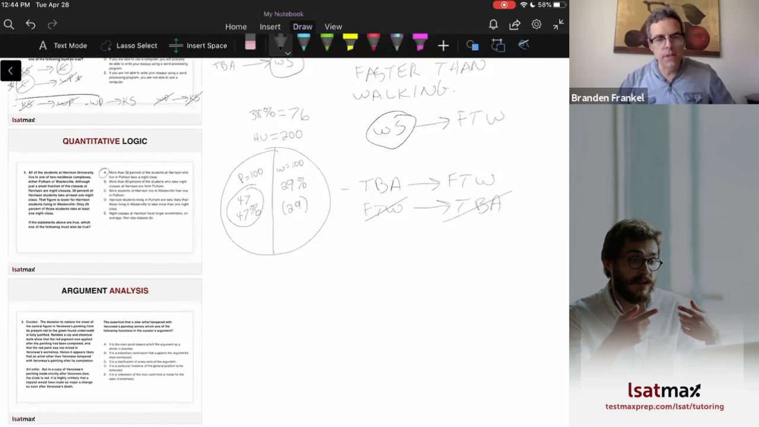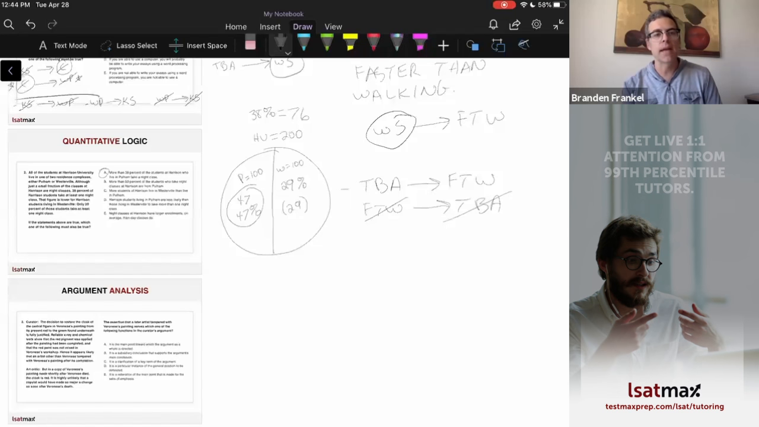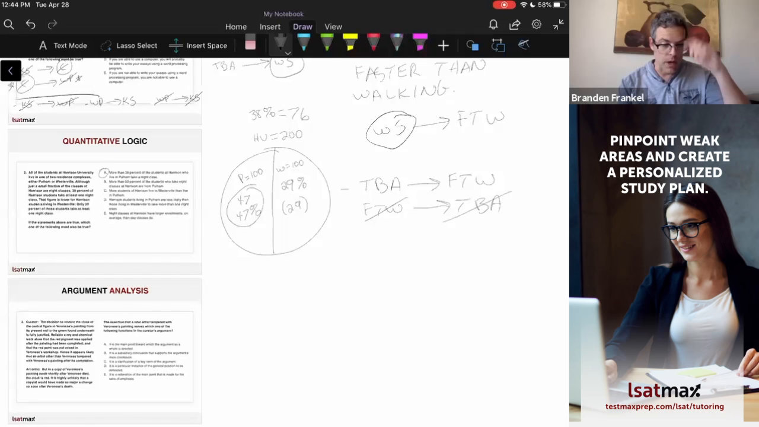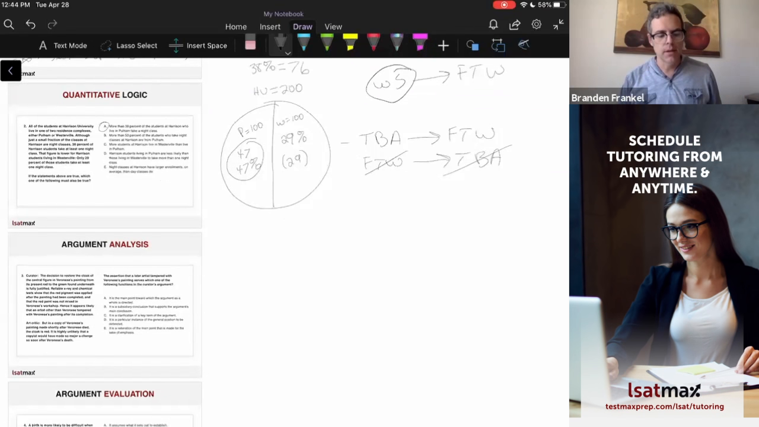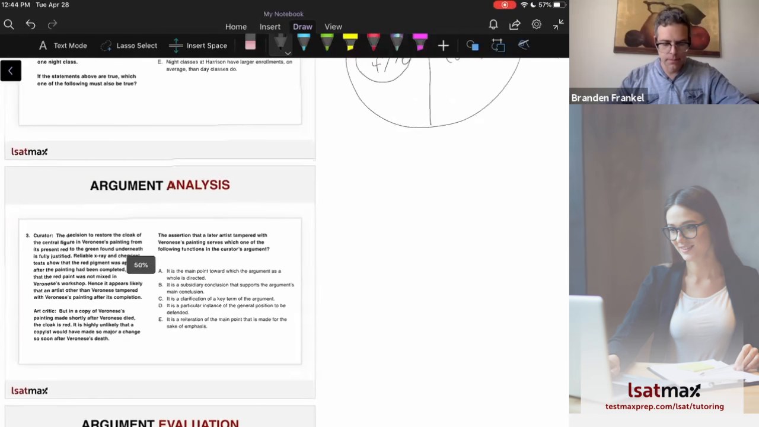So those are kind of the two most common types of logic that will be tested in logical reasoning. But like I was talking about, argument analysis and evaluation are more commonly tested. And so for the rest of today's presentation, we're going to do a few questions that are testing those skills. So let's take a look at this one.